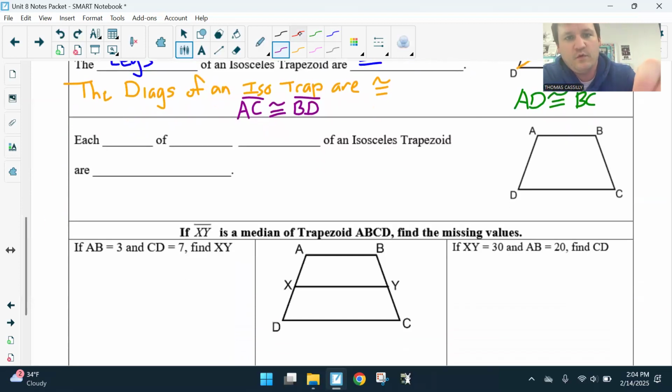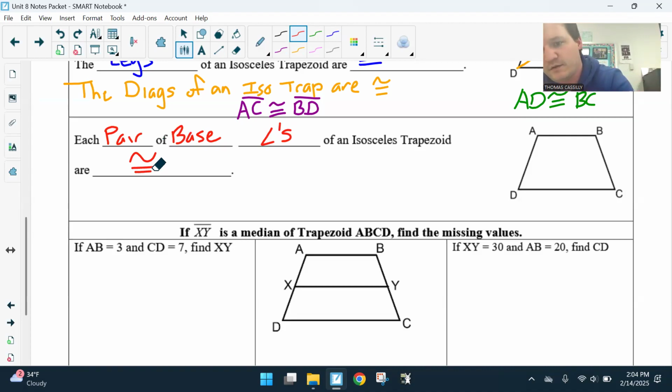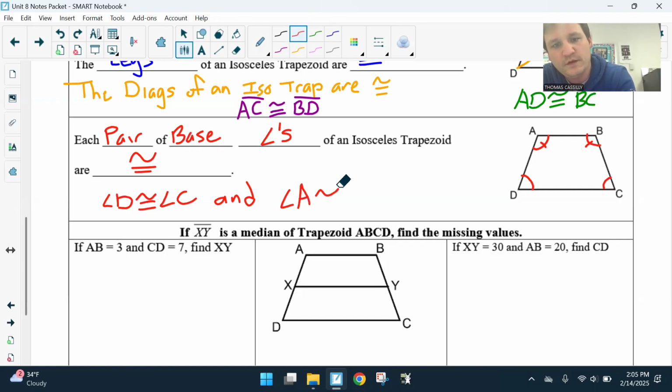All right. Let's see, what else do I want to say? Each pair of base angles of an isosceles trapezoid are going to be congruent. I think I talked about this in the previous slide when we were first defining or just deriving what an isosceles trapezoid is. All right, so basically those bottom two angles are going to be congruent. So I can say angle D is congruent to angle C, and angle A is congruent to angle B.